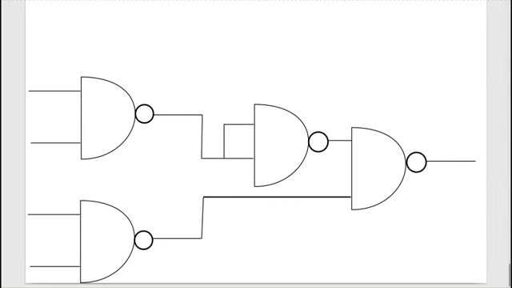So now we ended up with our circuit with only NAND gates, and we took care of that stray bubble by changing it into a NAND gate with both inputs coming from the same wire, meaning it acts as an inverter.